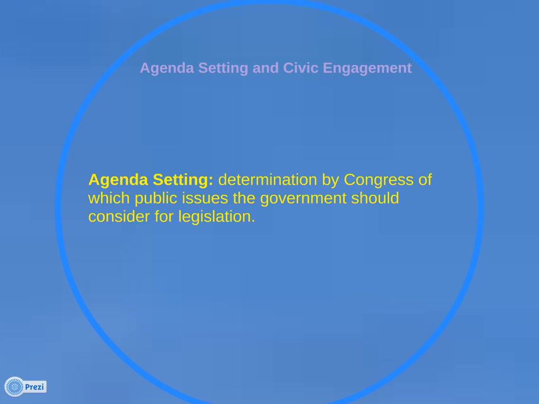For example, in 2010, pressure from gay rights activists led Congress to include elimination of the Don't Ask, Don't Tell policy on gays in the military as part of a defense spending measure. Though elimination of the policy was narrowly defeated, its inclusion demonstrates how the public shapes the congressional agenda.